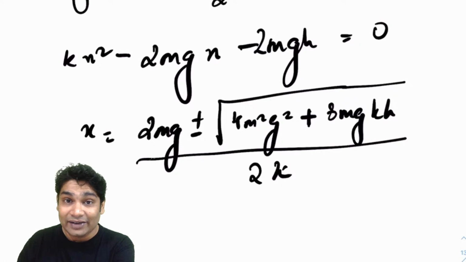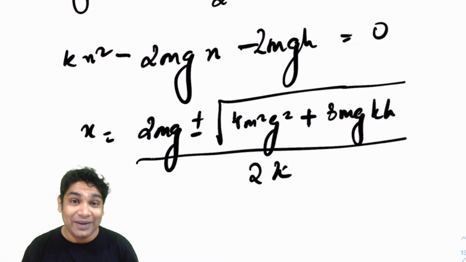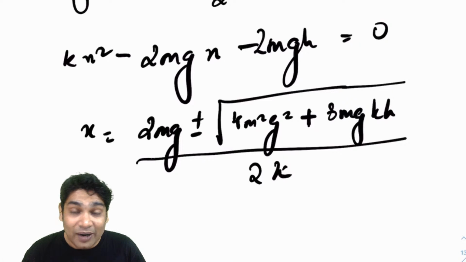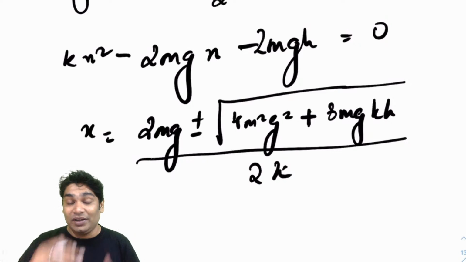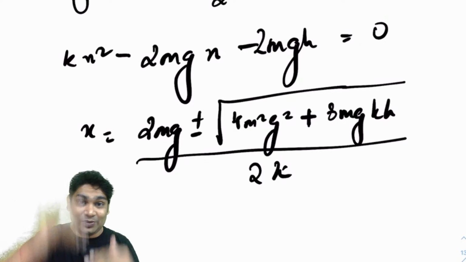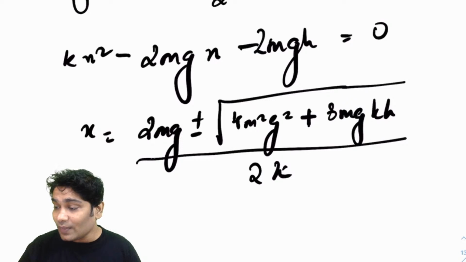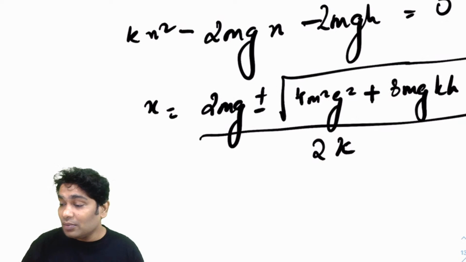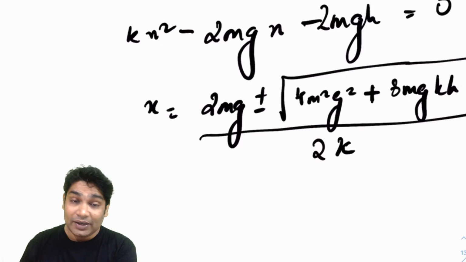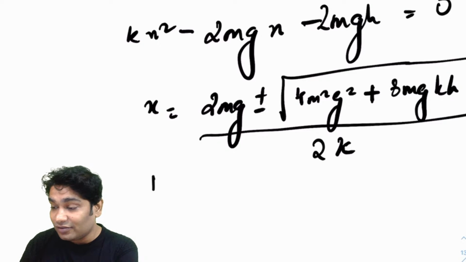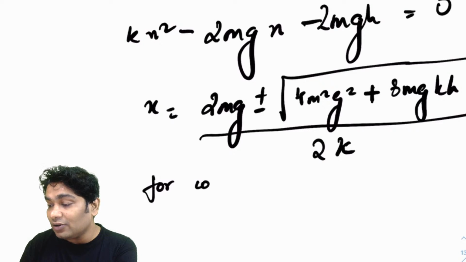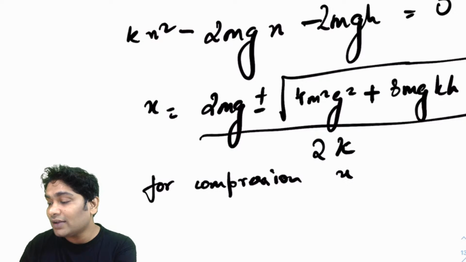Now you realize I have to take the plus sign only. Why? I can't take a negative sign. Negative sign would mean x would become negative. But I know my x has to be positive only. Negative would mean I have elongated this spring. So I ignore the negative sign. These were the roots. But for compression, I know x is greater than 0.